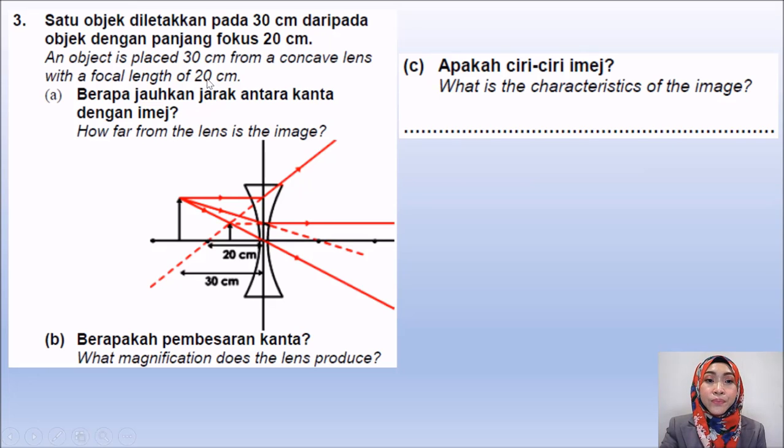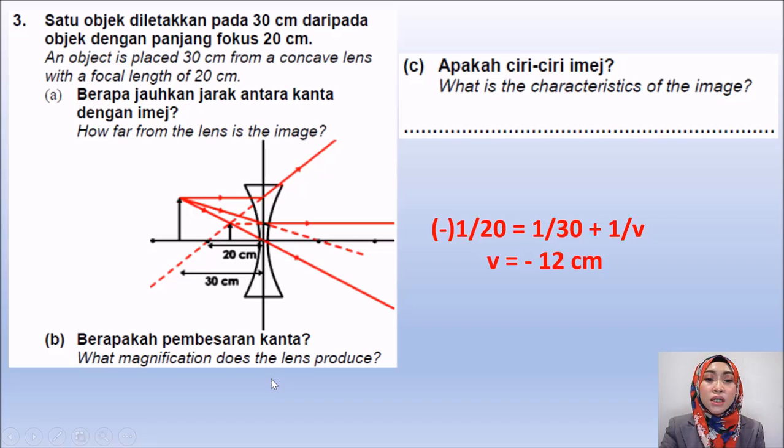Question number 3. An object is placed 30 cm from a concave lens with a focal length of 20 cm. How far from the lens is the image? So you have to find v. And u equals 30 and f equals 20. But don't forget this is a concave lens. So when you do the calculation, don't forget the negative sign on the f, and you will get v equals negative 12 cm.